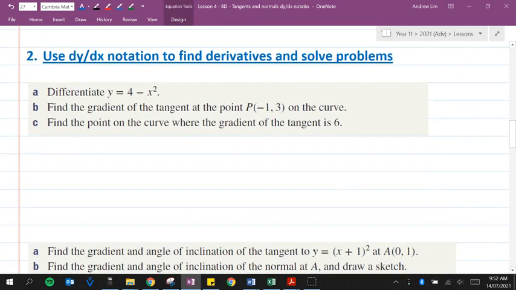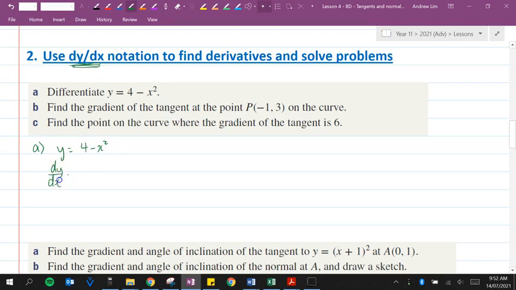Okay, we're going to use dy dx notation to find derivatives and solve problems. So differentiate y equals 4 minus x squared. So let's do that over here. If y is equal to 4 minus x squared, we're just going to use dy dx notation. So instead of writing y dash, which we could, we're just going to write dy dx instead. So when we differentiate this, the constant disappears, we bring down the power, it becomes minus 2x. Okay, reduce the power by 1.